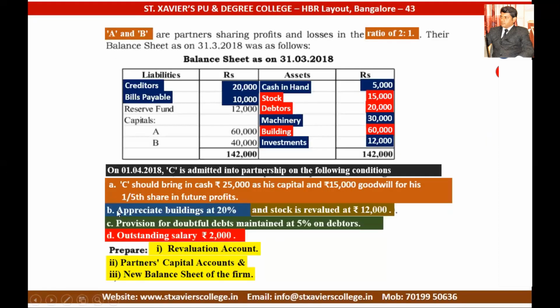Now you can see a reserve fund. Reserve fund is a part of profit kept aside. Any reserve fund belongs to the partners. So it should go to the partners' capital. And even the capitals belong to the partners. It goes to the partners' capital account. Let us take one by one.